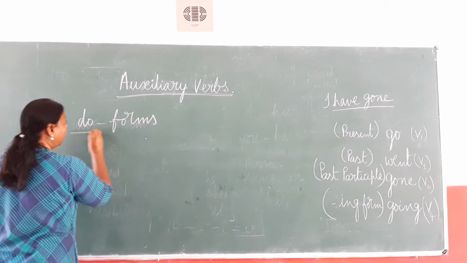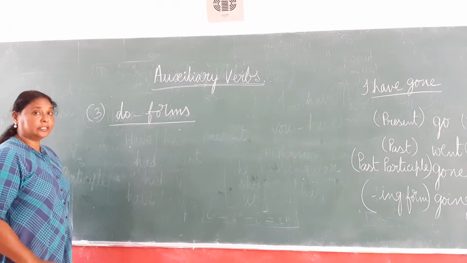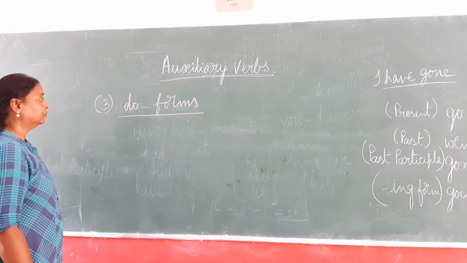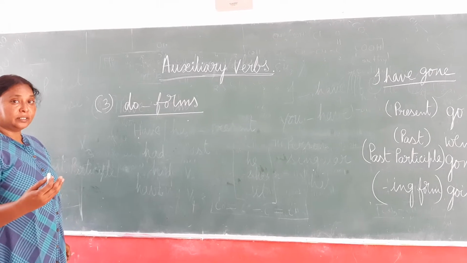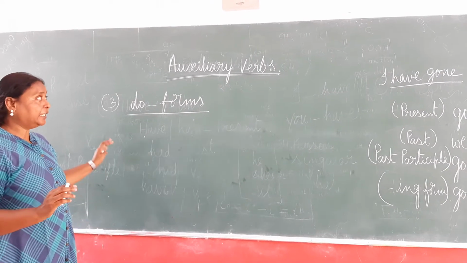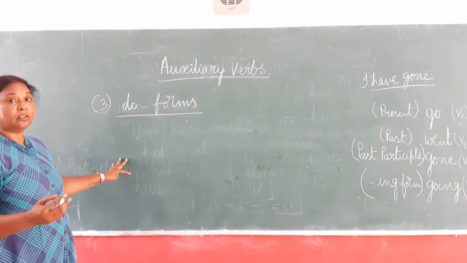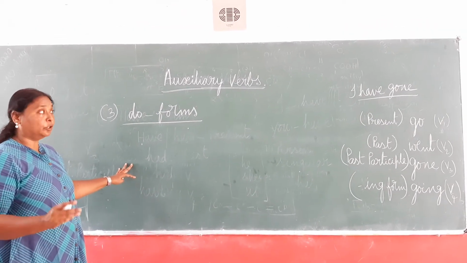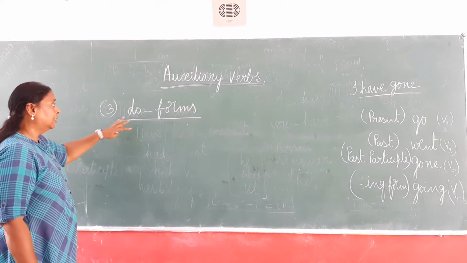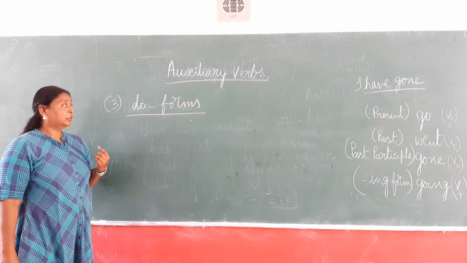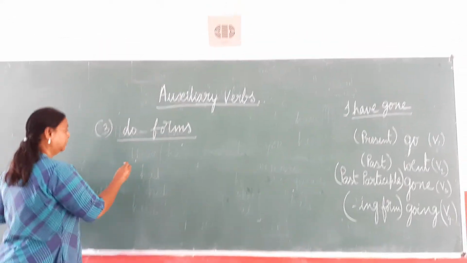Do form auxiliary. I told you auxiliary is a helping verb. At the end of these auxiliary verbs, I will tell you that most of these auxiliary verbs can also act as independent verbs. That we discuss later. Now the third group are the do forms.